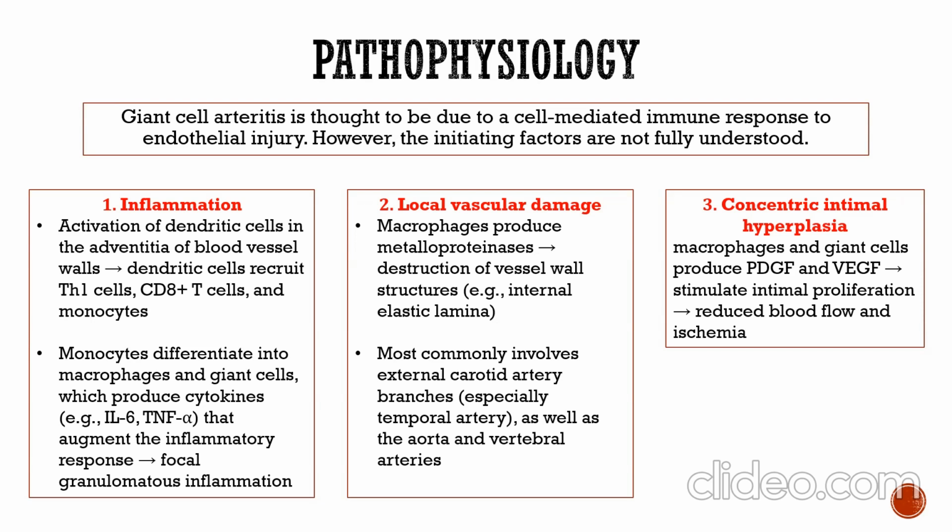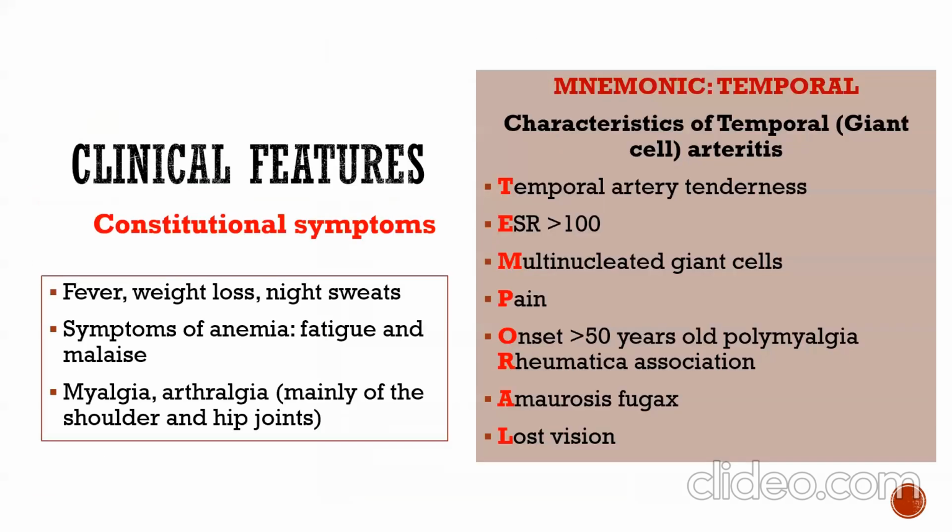The second stage is local vascular damage. Macrophages produce metalloproteinases that lead to destruction of the vessel wall structure, including the internal elastic lamina. It most commonly involves external carotid artery branches, especially the temporal artery, as well as the aorta and vertebral arteries. The third stage is concentric intimal hyperplasia. Macrophages and giant cells produce platelet-derived growth factor and vascular endothelial growth factor, which stimulate intimal proliferation and lead to reduced blood flow and ischemia.